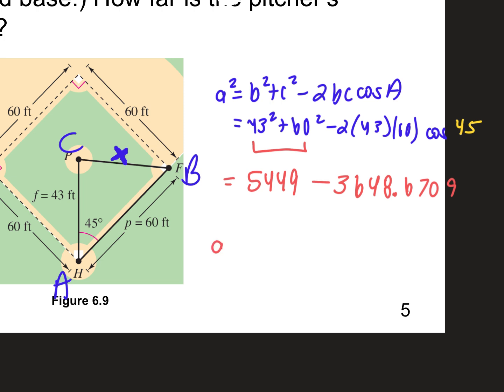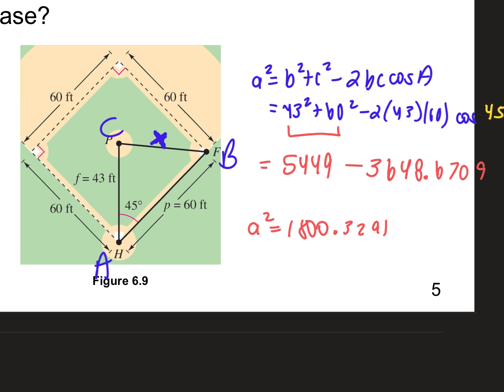And I get A squared equals 1,800.3291. All right, so if you stop there and you say, oh, okay, from the pitcher's mound to first base, it's 1,800 feet. Does that even make sense, guys? No, that should set off an alarm in your head like, wait, I forgot to do something. What did we forget to do? Take the square root.